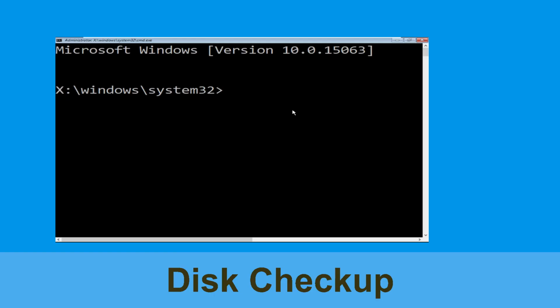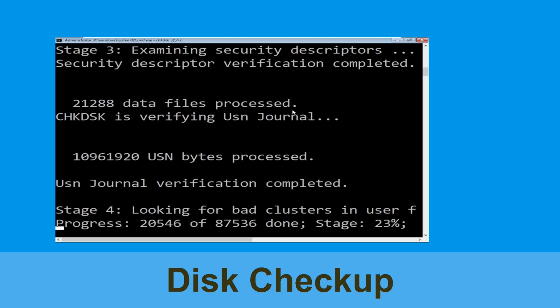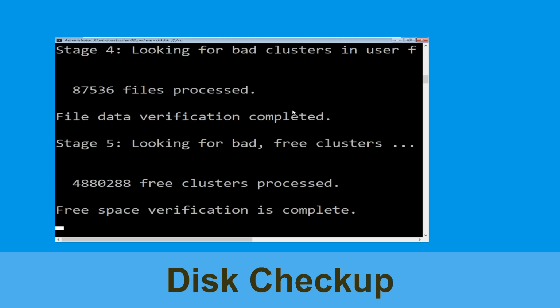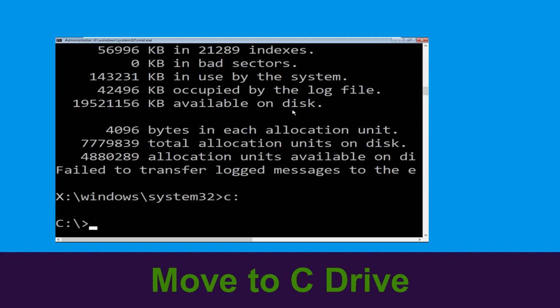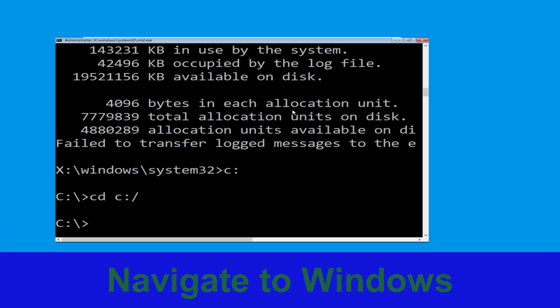Now execute this command carefully. Type chkdsk /f /r and hit enter to execute this command. Now we need to type this command c: and simply press enter. Then type cd space c:/ and hit enter.